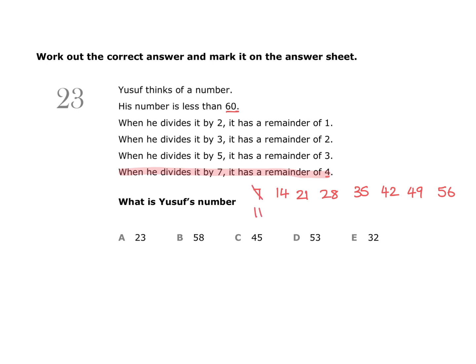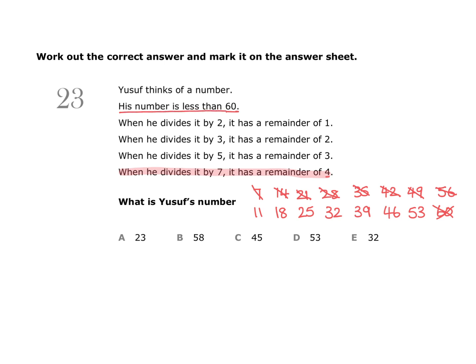7 plus 4 is 11. 14 plus 4 is 18. 21 plus 4 is 25. 28 plus 4 is 32. 35 plus 4 is 39. 42 plus 4 is 46. 49 plus 4 is 53, and 56 plus 4 is 60. We can eliminate 60 because we know Yusuf's number is less than 60.